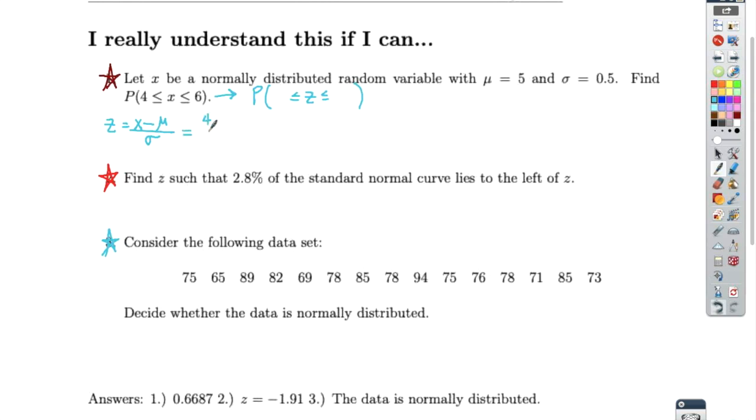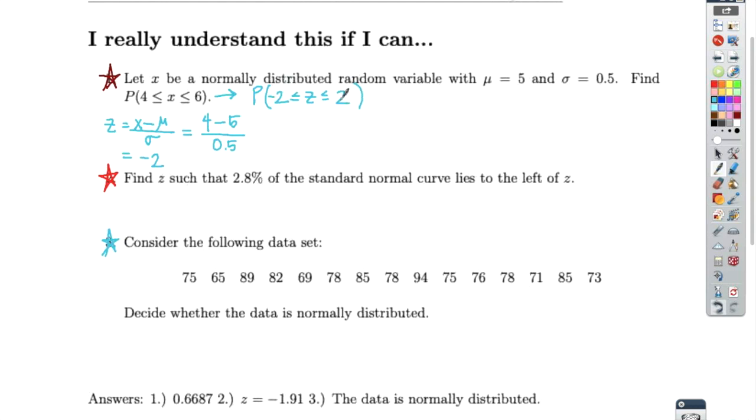Okay, so 4 minus, now where I see a mu, I'm putting a 5, over sigma, which is 0.5, and 4 minus 5 is negative 1. Negative 1 divided by 0.5 is negative 2. So that 4 becomes a negative 2 z value. And now I'm going to do the same thing for 6. So I'll do 6 minus 5 over 0.5, and when you do that, you're going to get a positive 2. So I'm looking now for the probability that z lies between negative 2 and positive 2.